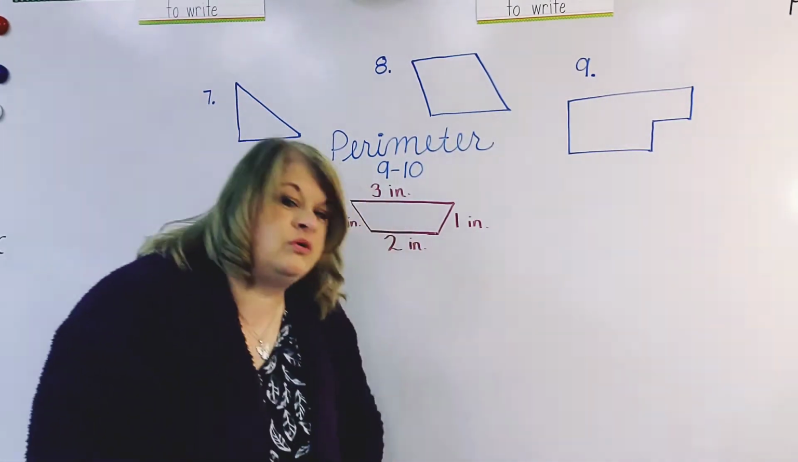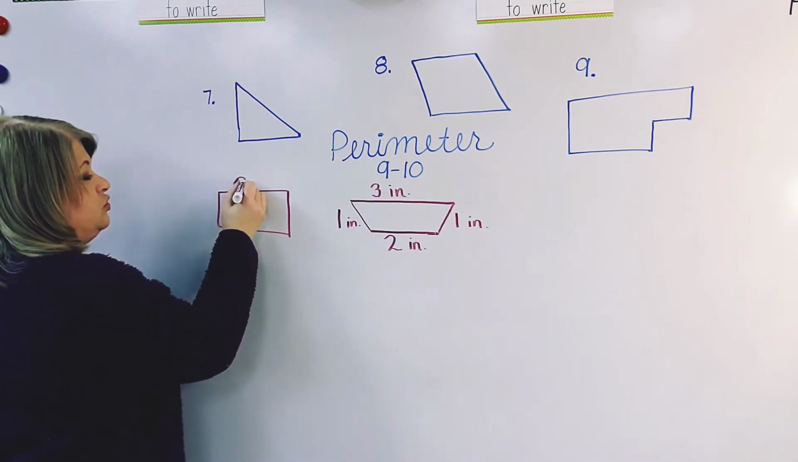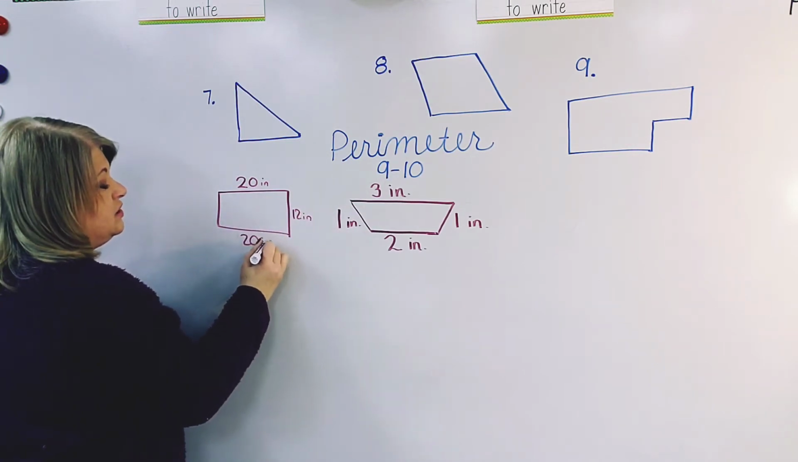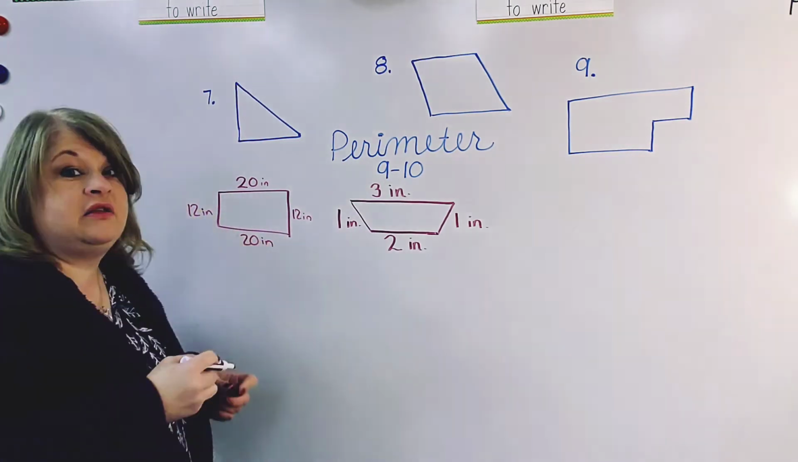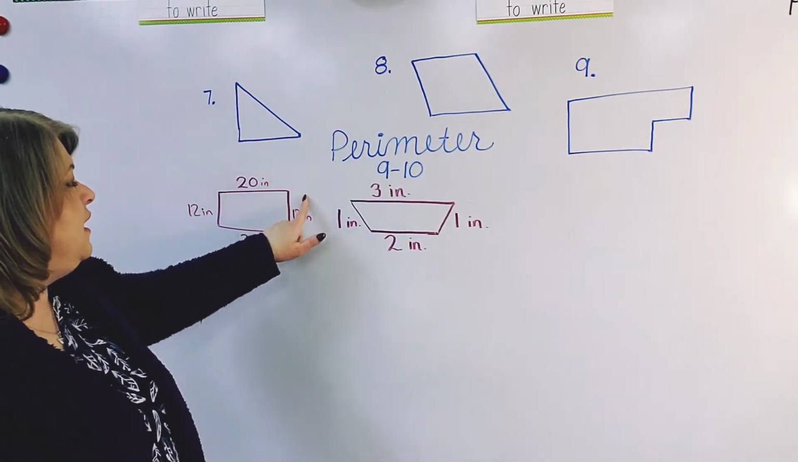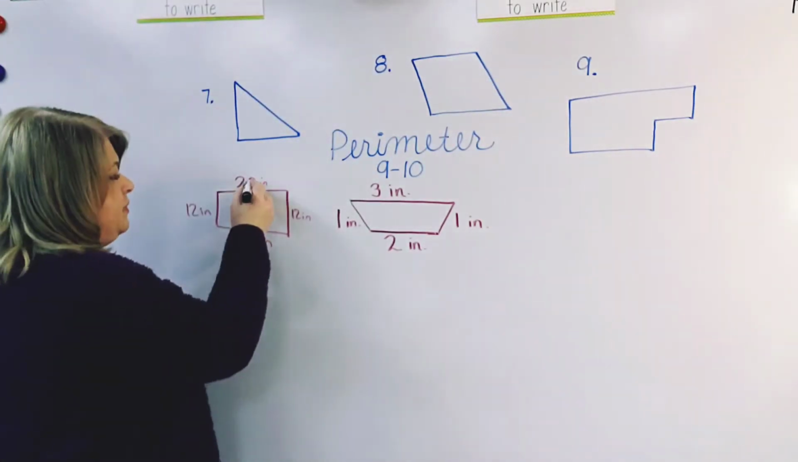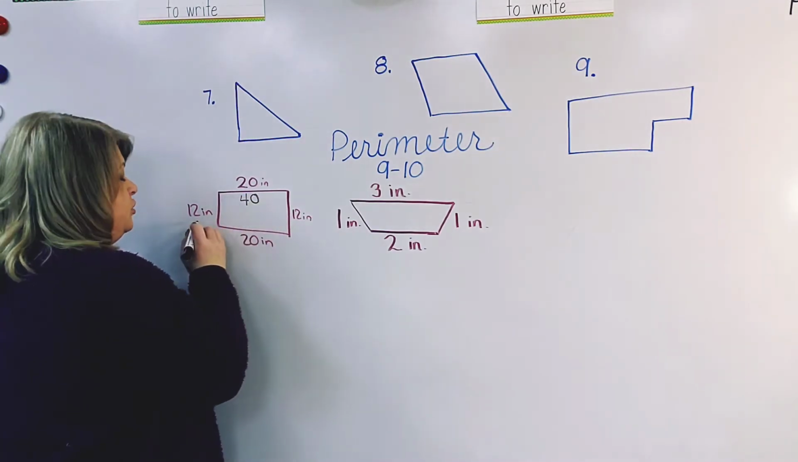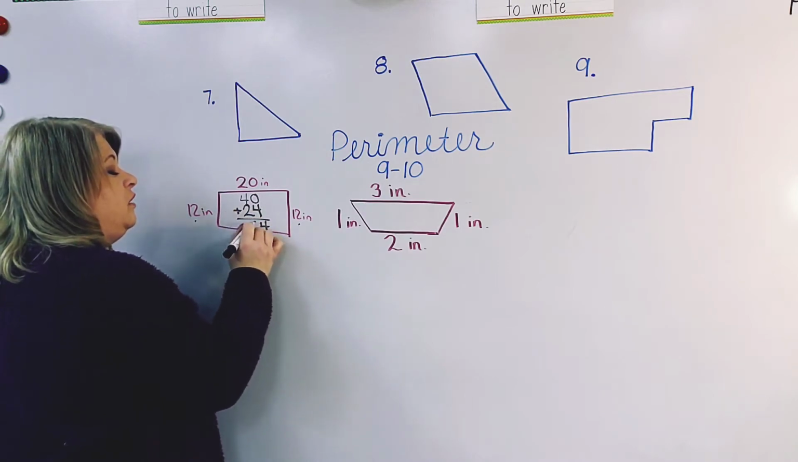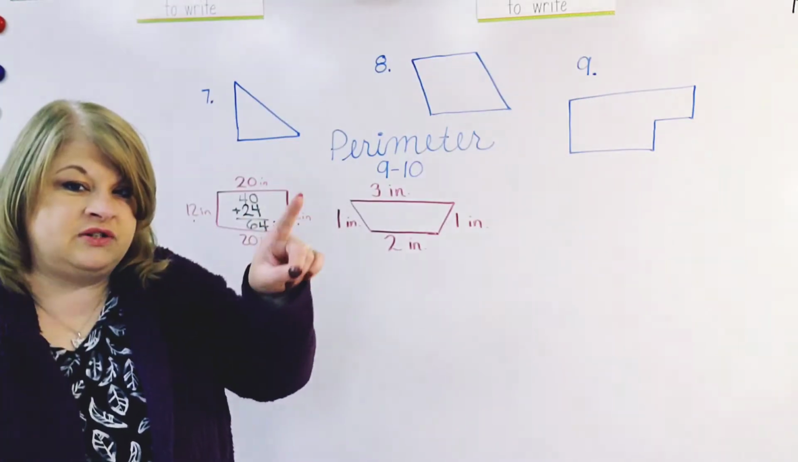So let's draw this on the board as a representation here. Here's my box. 20 inches, 12 inches, 20 inches, 12 inches. I want to find out the perimeter of the edges of this box top. So I'm going to add this and this and this and this. Let's do some mental math. 20 plus 20 is 40. 12 plus 12 is 24. So we can add those together. 64 inches. That is the perimeter, the distance around the outside area.